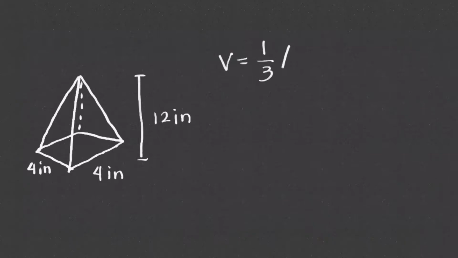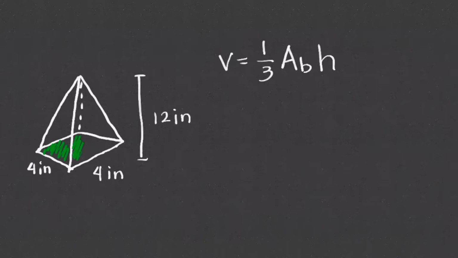Let's say we have a pyramid with a base of 4 inches and a height of 12 inches. To solve for the volume of the pyramid, we have a formula. V is equal to 1/3 times the area of the base times the height of the pyramid. And before we can solve for the volume, we first need to determine the area of the base.